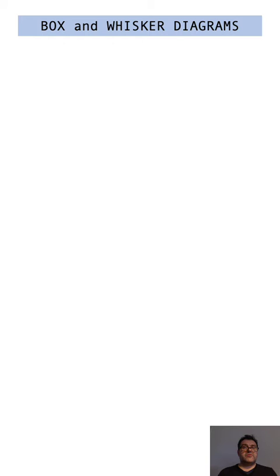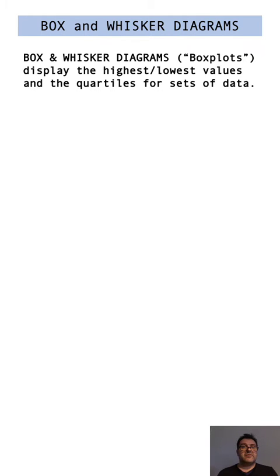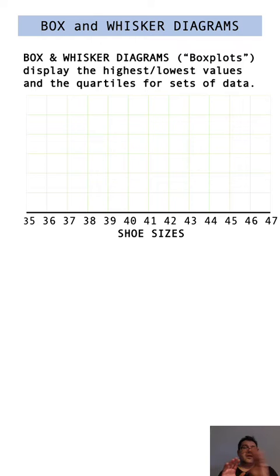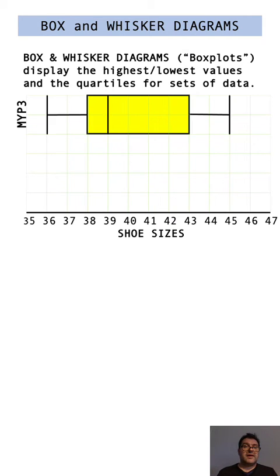So all of that can be shown on something called a box and whisker diagram. A box and whisker diagram, or box plot as it's often known, displays the highest and lowest values and the quartiles for sets of data. I'm just going to put some scaling on here. I've got the shoe sizes along the bottom from 35 up to 47, and here is the box plot for MYP3.